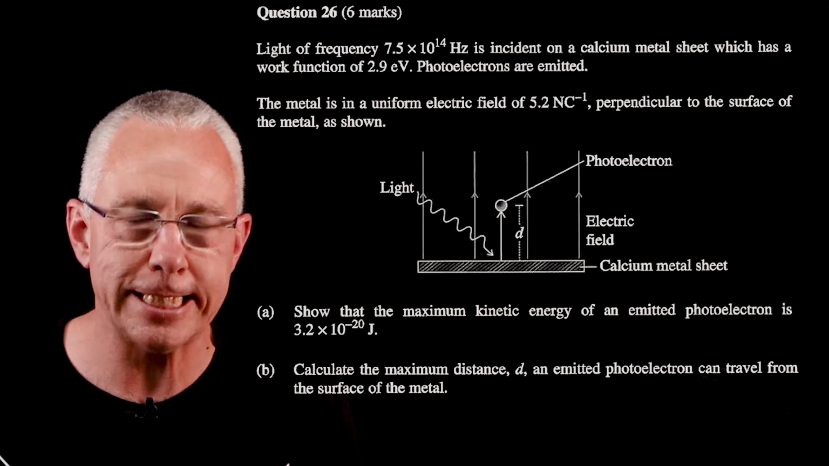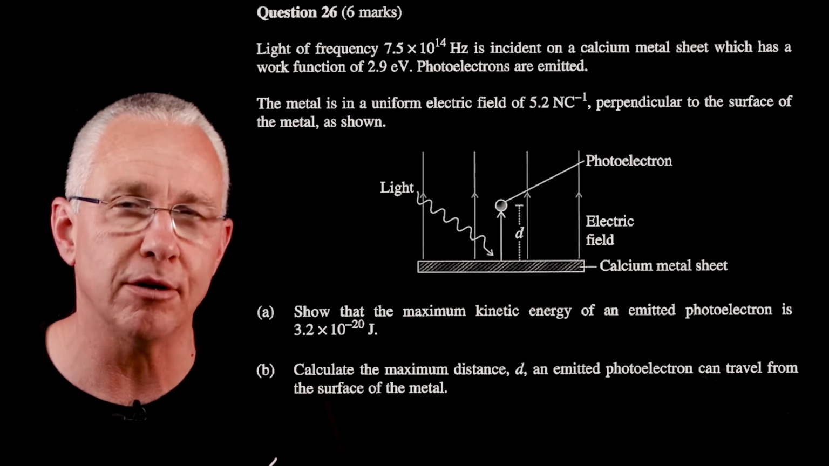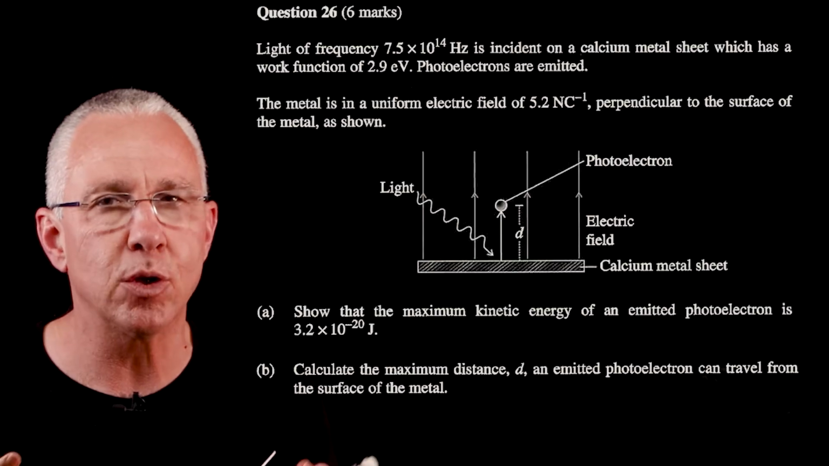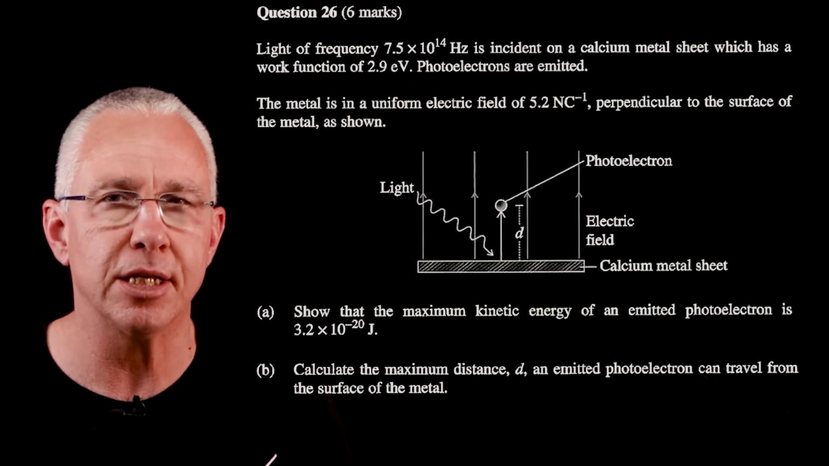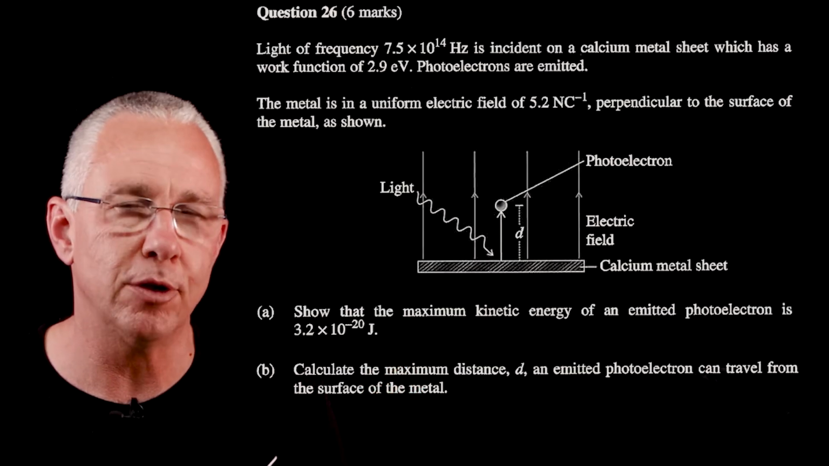So let's get started. Let's move on to question number 26. In this case, 26 deals with the photoelectric effect, which is part of Module 7, where we're dealing with the quantum nature or particle-like nature of light. And in this case, it's a little bit different to what you may have learned in school.